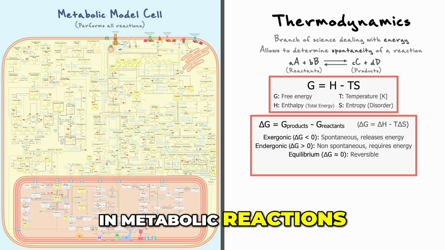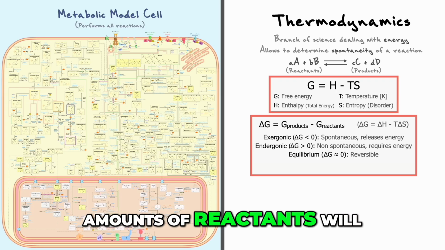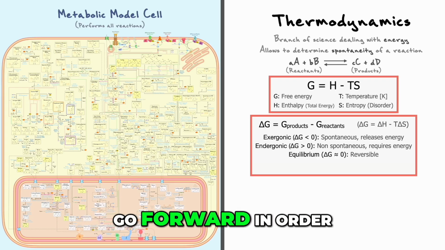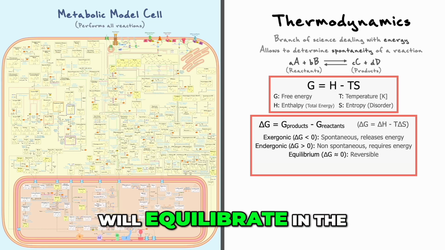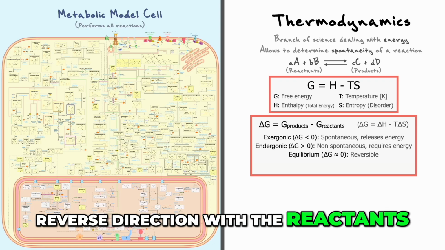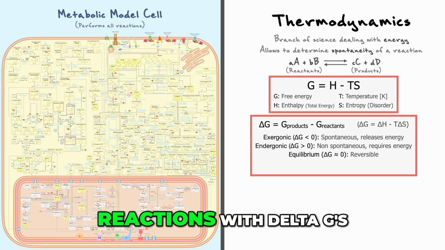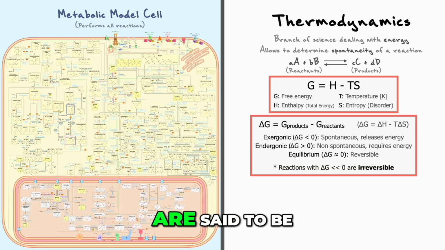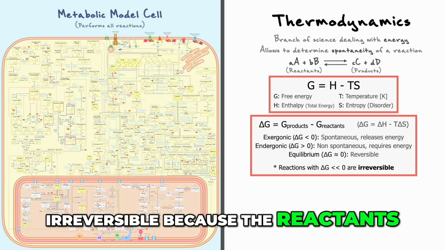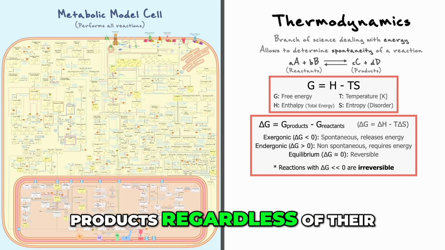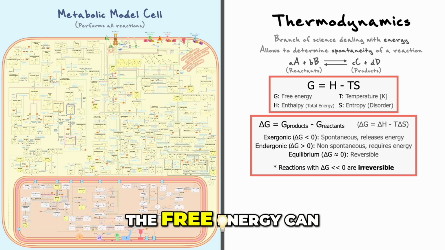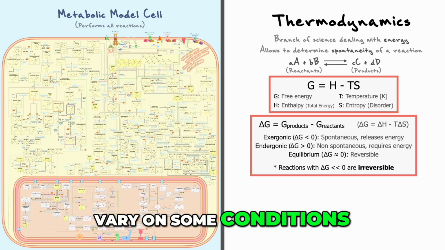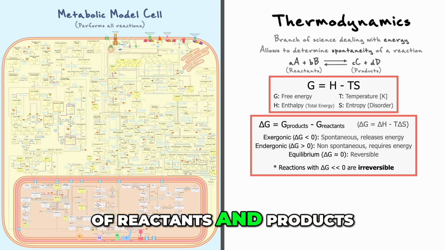Typically, in metabolic reactions, that means that high amounts of reactants will cause the reaction to go forward in order to equilibrate with products, and similarly, high amounts of products will equilibrate in the reverse direction with the reactants. Lastly on this, reactions with delta Gs that are very negative are said to be irreversible because the reactants will always make the products regardless of their initial concentrations. So, as you can see here, the direction of the reaction, and by association the free energy, can vary on some conditions such as the concentration of reactants and products.